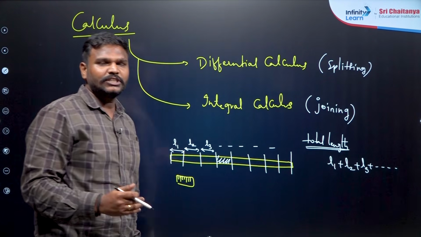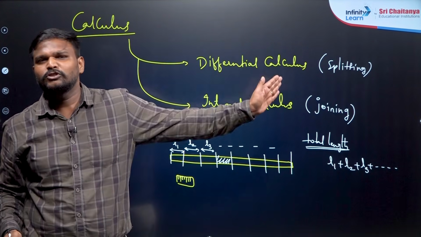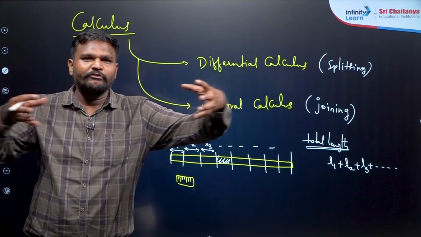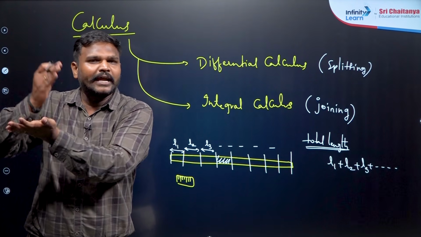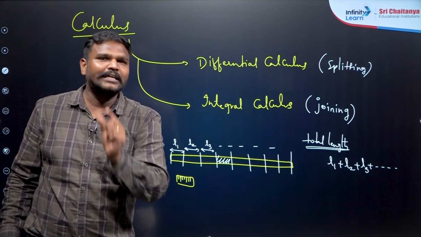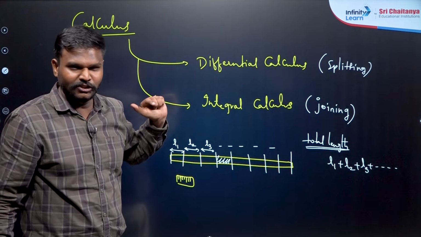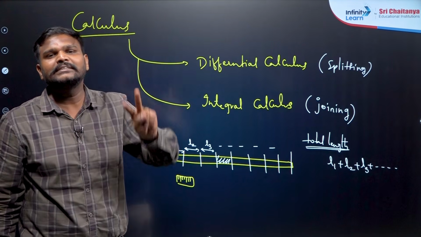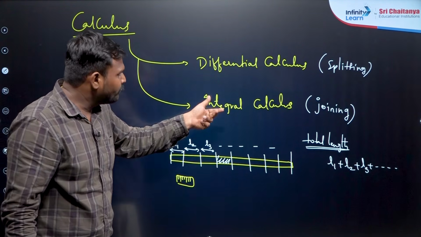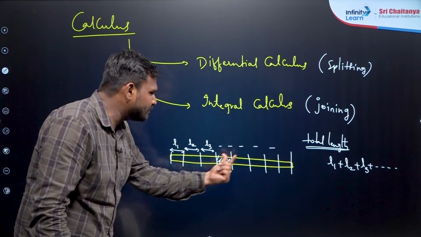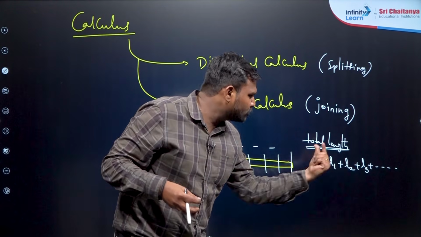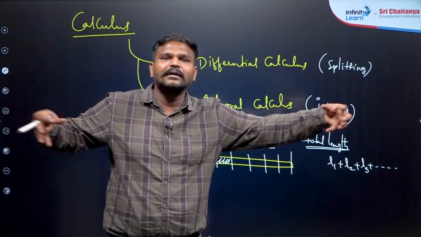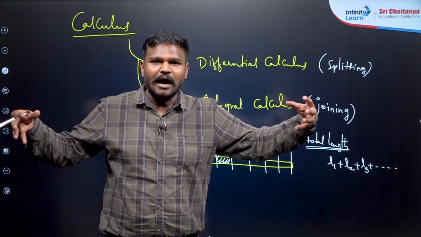So differentiation very much resembles splitting a function. Your input will be a function and you will break it into the smallest pieces, that is your output in differentiation. But integration is the reverse of differentiation. Your input will be the smallest pieces and you will join all the small pieces and make the value of the total unknown thing.